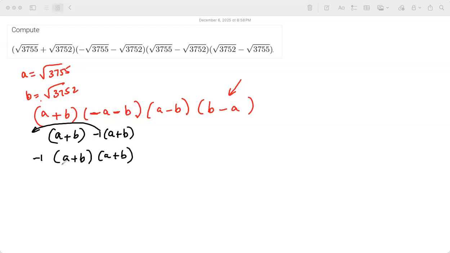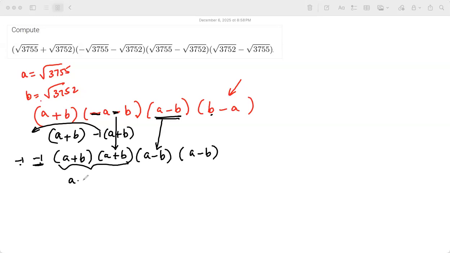Okay. So minus 1. When I take this minus out, it becomes a plus b like this. Minus 1, I'm writing it here. It's just multiplication, right? Similarly, I can do this here too. A minus b, I copied it in here. Here, if I take that minus out, there'll be another minus 1 that comes out. And this will become a minus b. Now, see, minus 1 times minus 1 is a plus 1. This I can write as a plus b the whole square and a minus b the whole square.